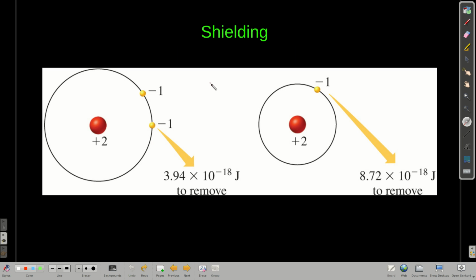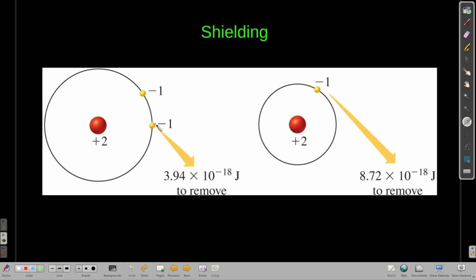Now, there are two components that conflict, or go in opposite directions, that contribute to effective nuclear charge. One of those is called shielding. The idea is this: because electrons all have negative electrical charge, they repel each other. This is just Coulomb's law. And that repulsion contradicts the attraction that the nucleus has for them. You can see this with these numbers, which are the ionization energies, how much energy it takes to remove an electron from a neutral helium atom and from helium with a +1 charge on it. So here we have 2 electrons and 2 protons, and it takes 3.94 times 10 to the minus 18th joules to remove one of these electrons.